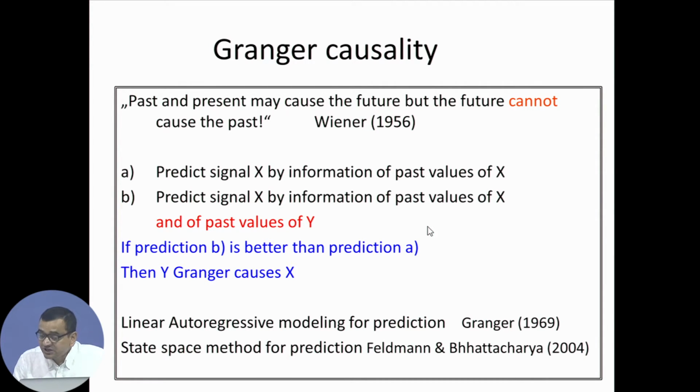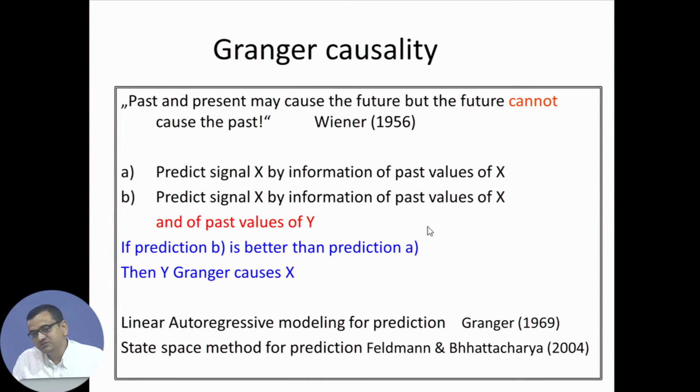by using not only its own past values, but also past values of signal y. And if the second prediction is better than the first prediction, then you can say the past values of y contain some information about the system X. Then you can say y has some causal influence on system X. So that's a simple idea. That's what he introduced, this concept of a predictive framework.